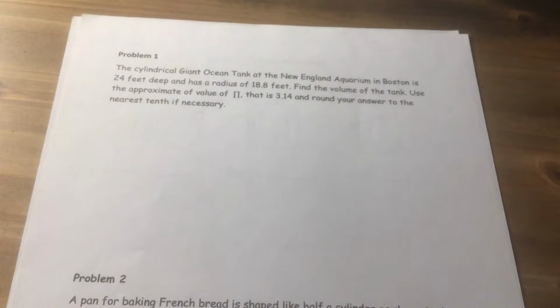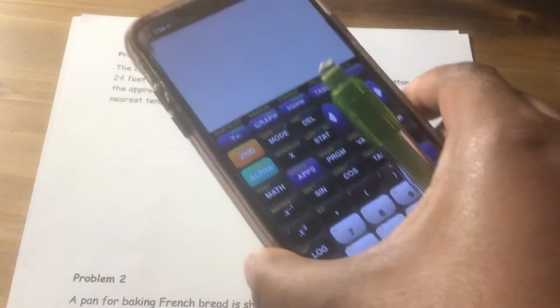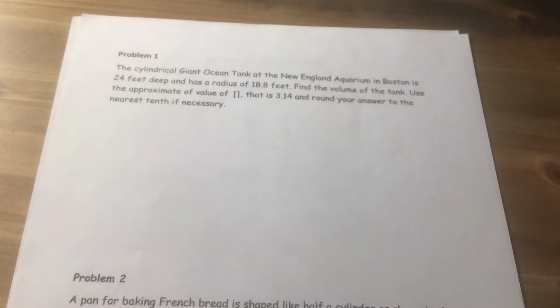Good morning, everybody. I'm going to do these two warm-up problems, and I have my calculator handy, so you are going to need your calculator for the two warm-up problems today.